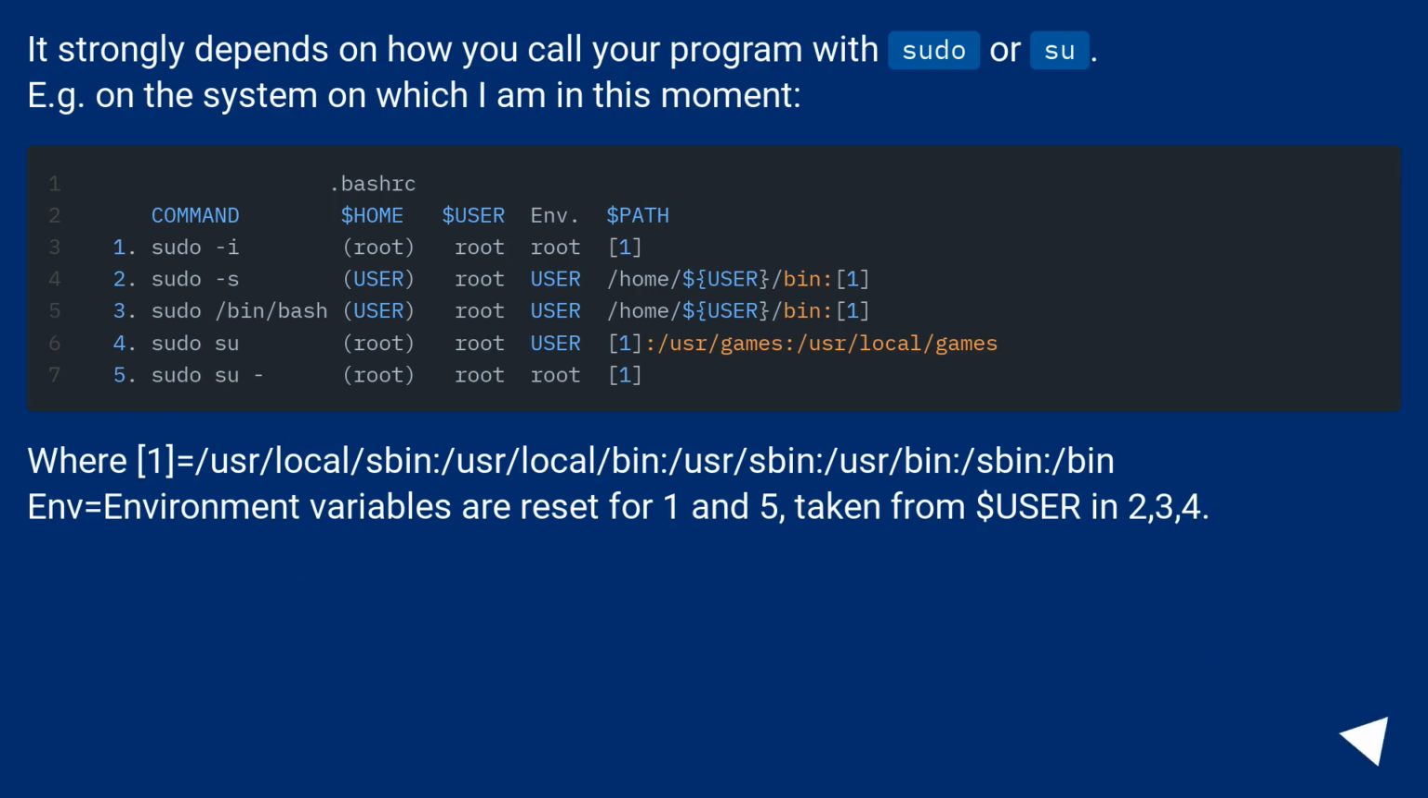It strongly depends on how you call your program with sudo or su. For example, on the system on which I am in this moment, where 1 equals /usr/local/bin:/usr/bin:/bin. Env equals environment variables are reset for 1 and 5, taken from $USER and 2, 3, 4.